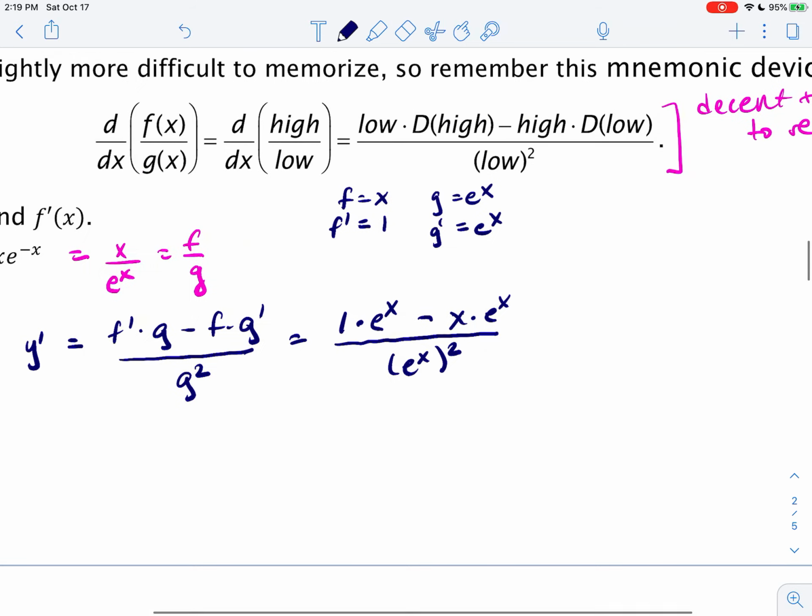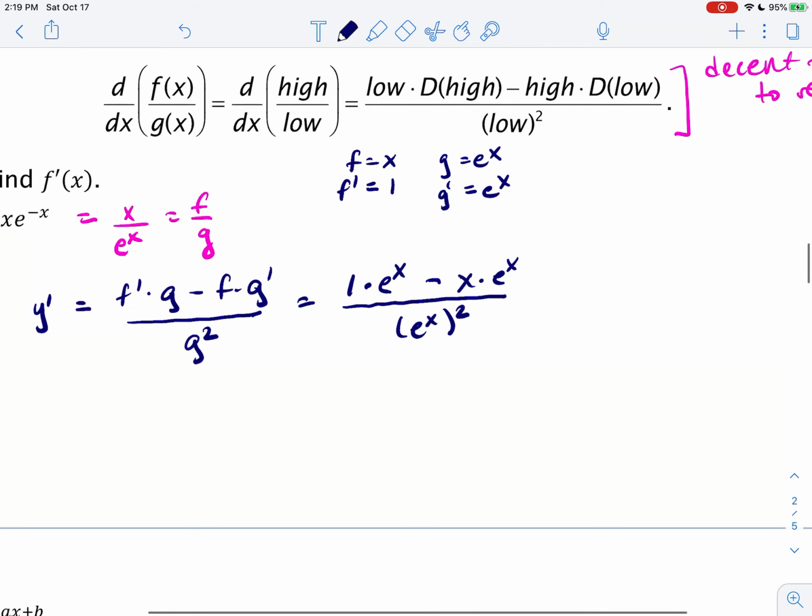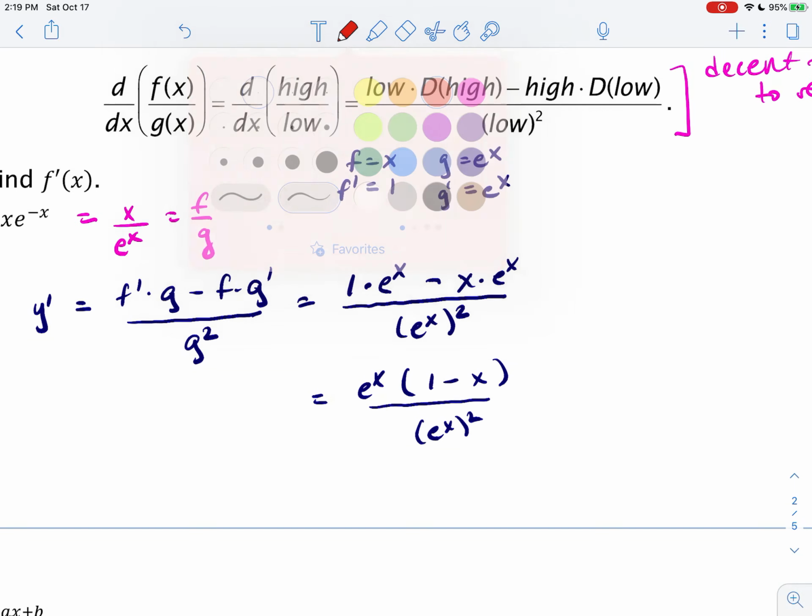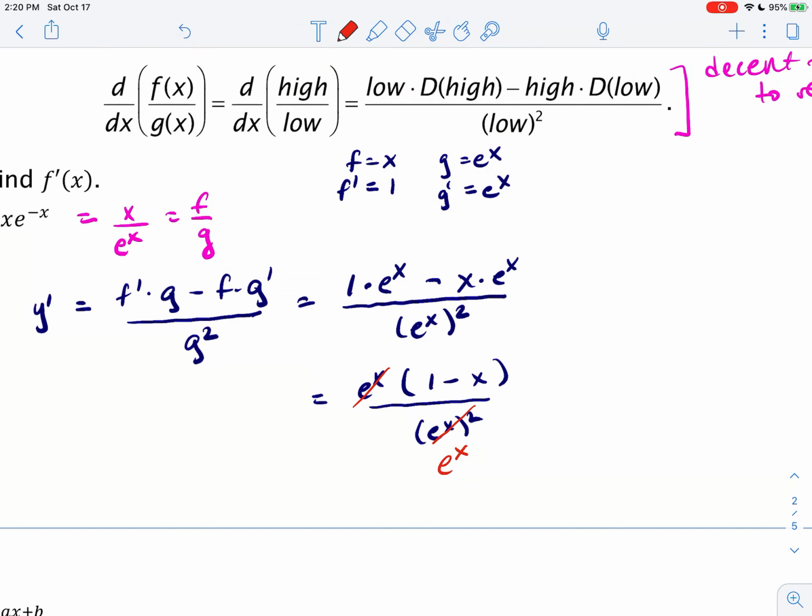I can factor out. You do want to try to simplify if you're trying to find a function for the derivative. Otherwise, if you are within a problem that's just asking for a specific value of the derivative, I would not bother to simplify, and I would just evaluate the derivative at that particular moment. But here we can simplify, and we've got 1 minus x over e to the x squared, and I can cancel 1 e to the x with 2 of them to leave 1 e to the x left over, and I finally get that we've got 1 minus x over e to the x is our derivative.